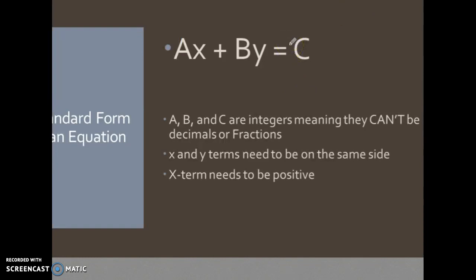So again, in the standard form of the equations, a, b, and c are integers, meaning they can't be decimals or fractions, and x and y terms have to be on the same side, and the x term should be a positive number. In this lesson, on the quizzes, they want x to be positive, so if everything else looks correct, but the x value coefficient isn't positive, then you can divide each term by a -1.